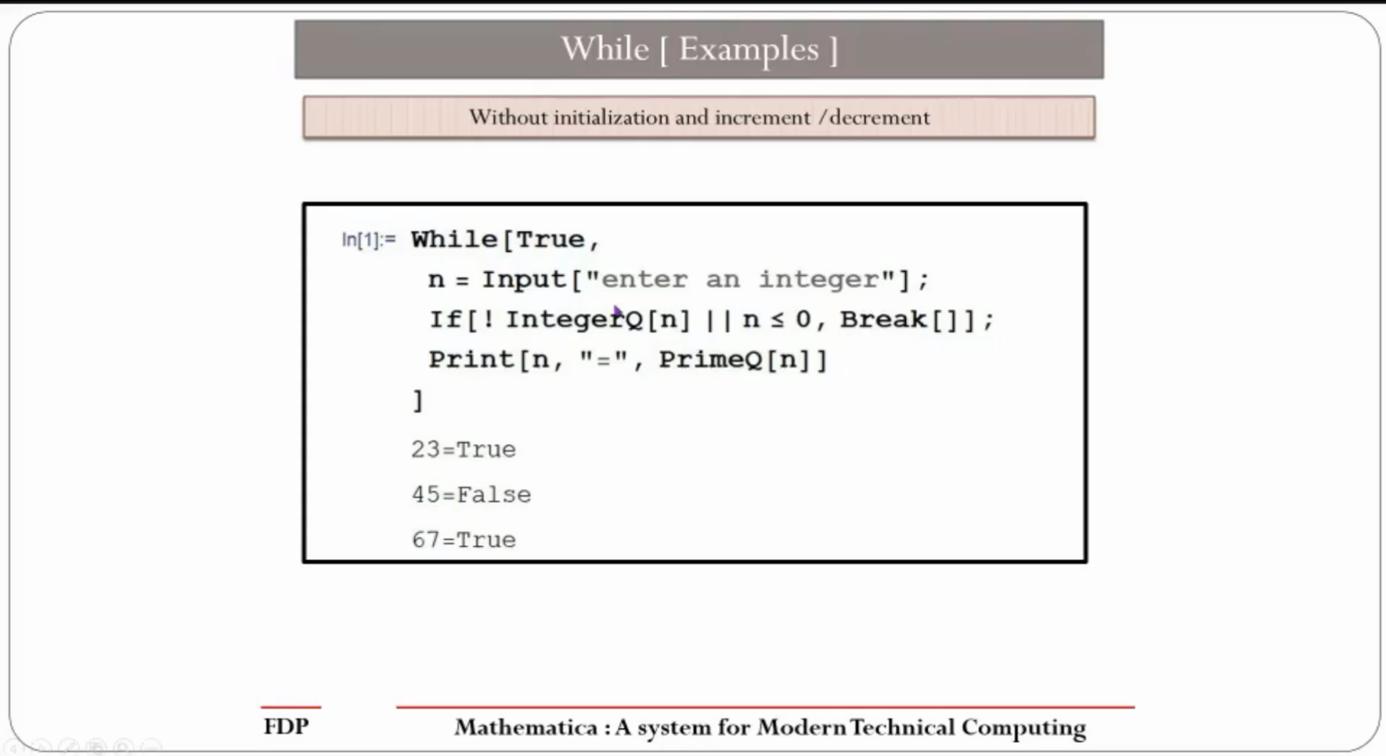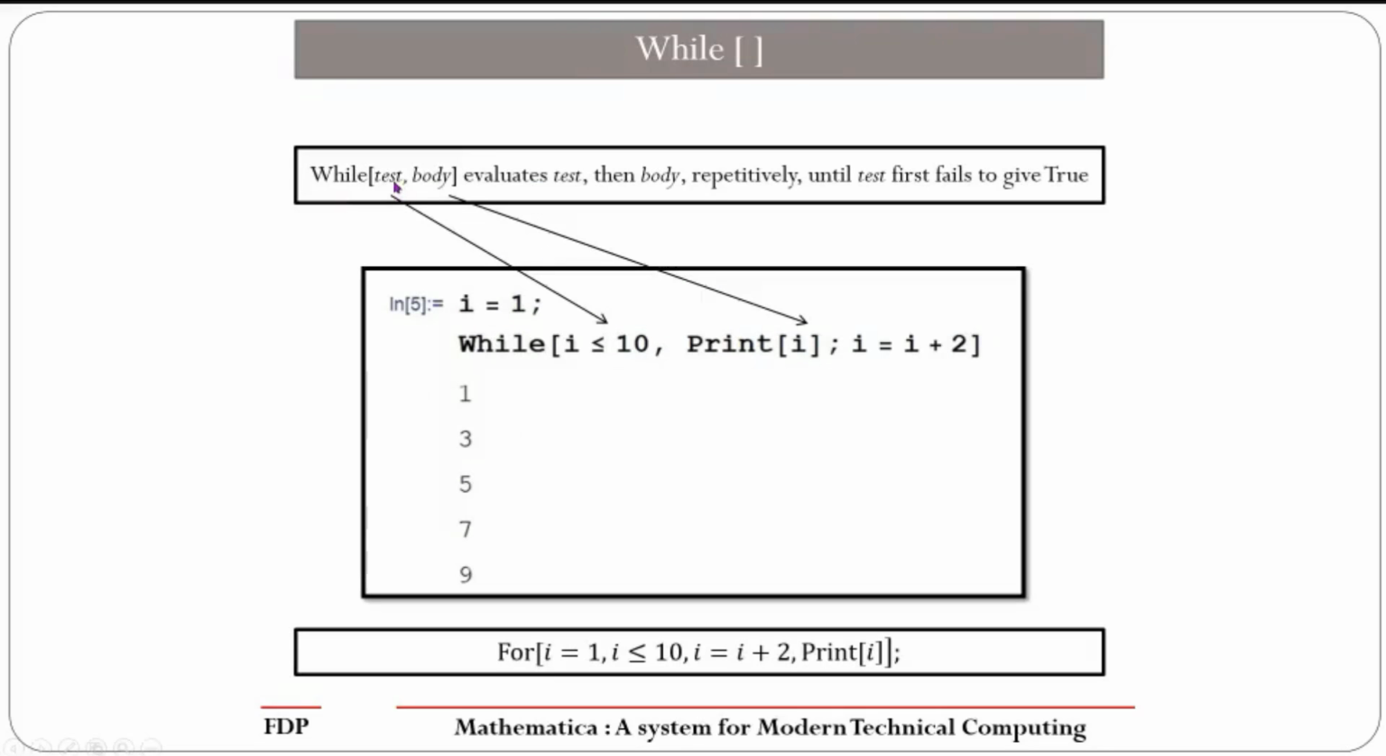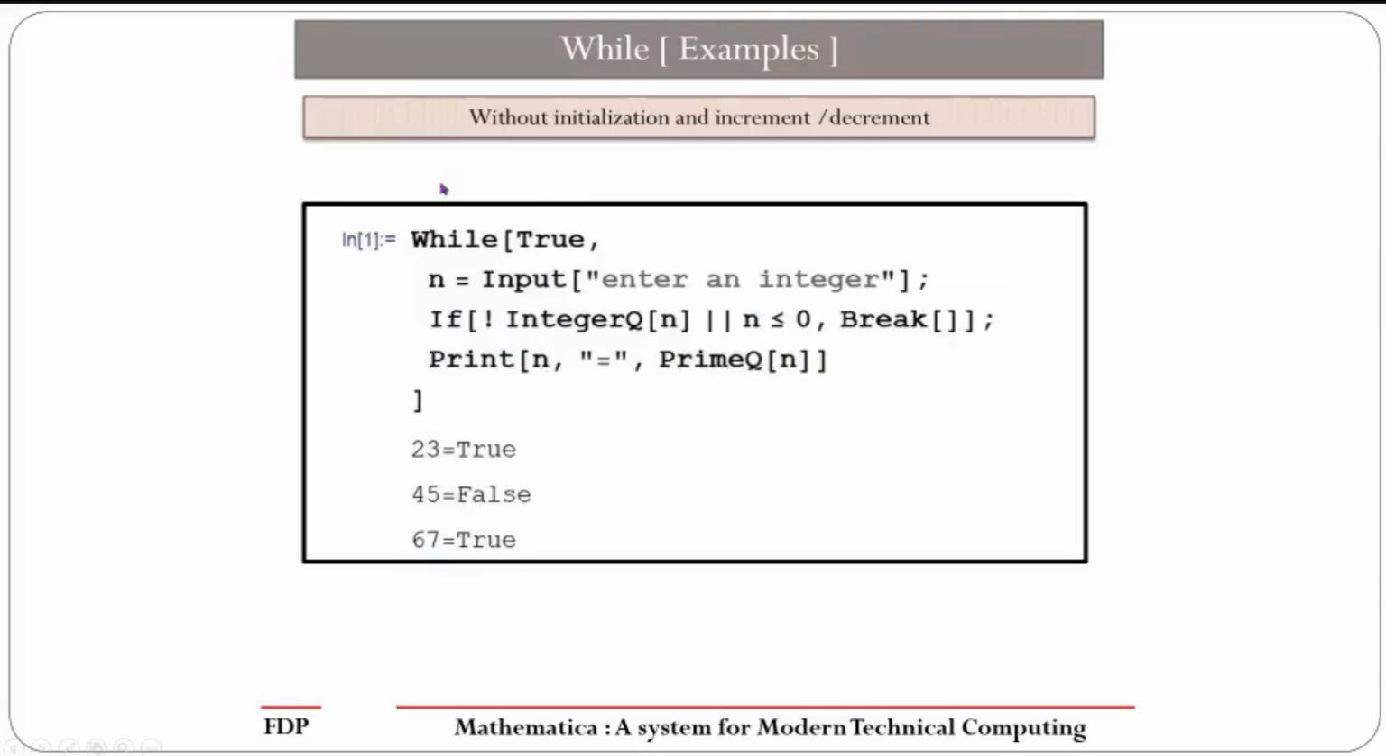So in while, there are only two portions. The first portion is your test, and the second is the body. The test is while True. That is a logical value, a logical expression True, and the body part is an if and print. Three statements are there, separated by semicolons. Here the first is take input.